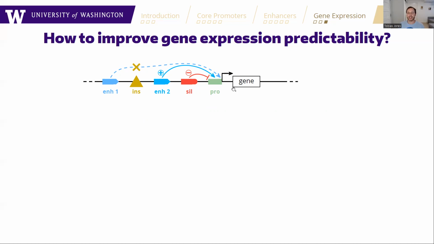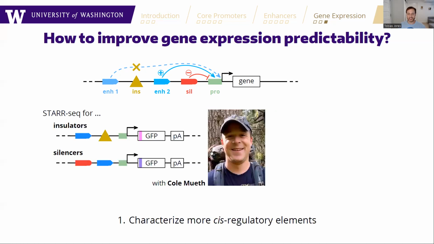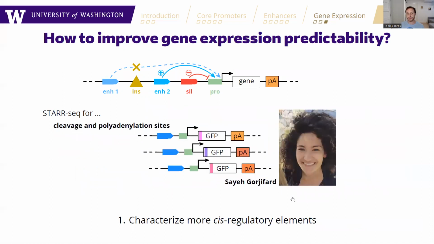And so we are currently working on identifying and characterizing such elements. Together with Cole, who is a postdoc in our lab, I'm working on using STARR-seq to measure the activity of both insulators and silencers. And in parallel, Sai, who's a PhD student in the lab, is working on measuring the activity of cleavage and polyadenylation sites on transcript levels. And so the more elements we study, the more comprehensive our understanding of gene regulation will be.